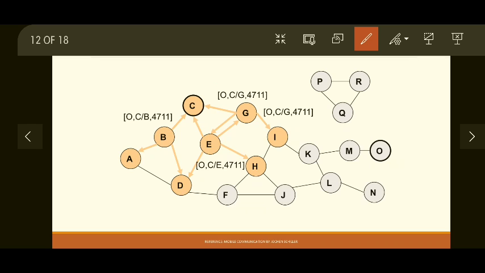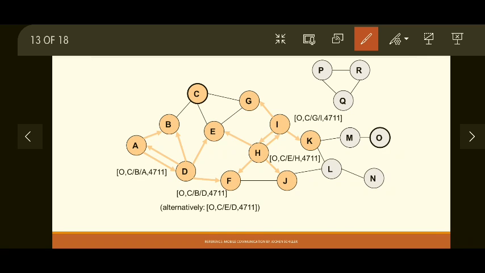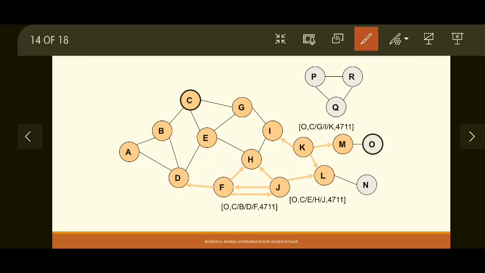Like this, it will keep on broadcasting. So now at I, what is the information that is received? The path traveled is this one. So the information received is: destination is O, path traveled is CG, and unique ID is 4711 as it is. Similarly, it will go on like this. At each node, broadcasting will happen and the path will be updated like this.